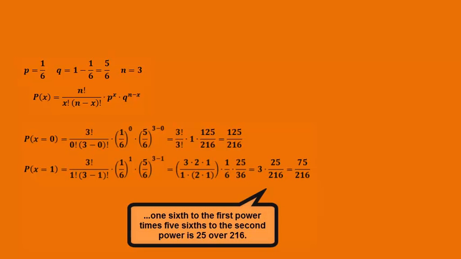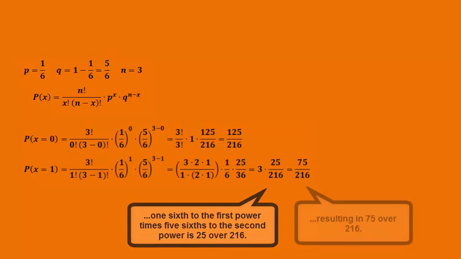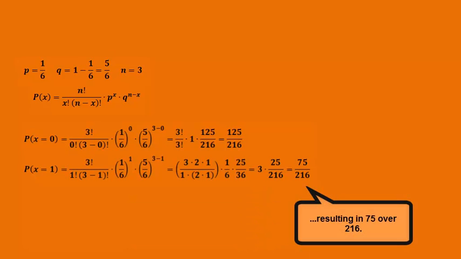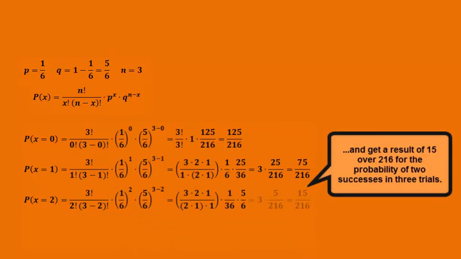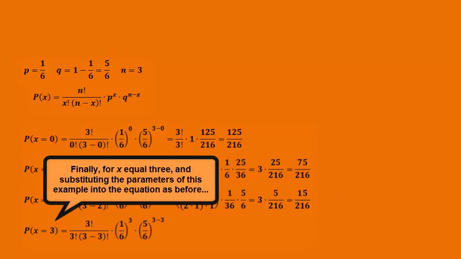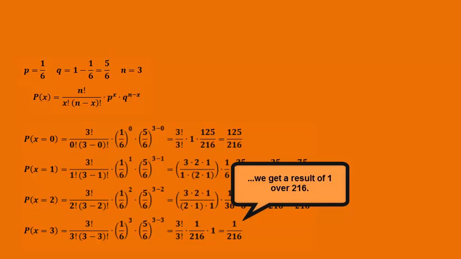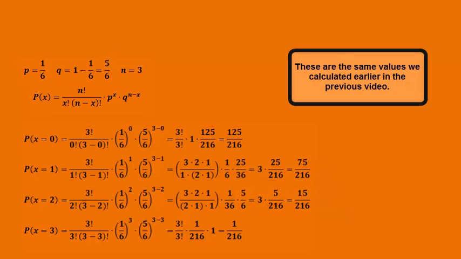1/6 to the 1st power times 5/6 to the 2nd power is 25 over 216, resulting in 75 over 216. Next, we let X equal 2 and perform the same calculation, and get a result of 15 over 216 for the probability of 2 successes in 3 trials. Finally, for X equal 3, and substituting the parameters of this example into the equation as before, we get a result of 1 over 216. These are the same values we calculated earlier in the previous video.